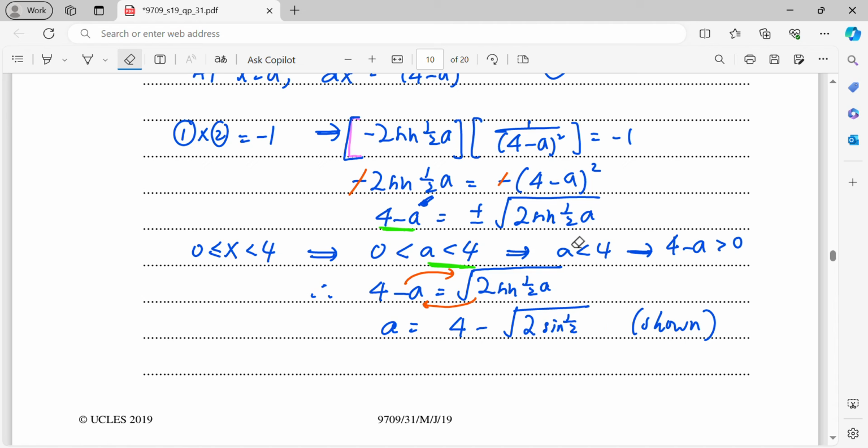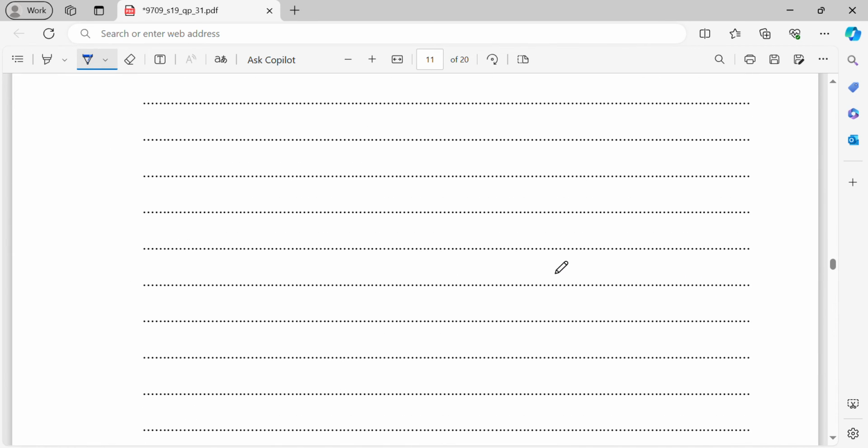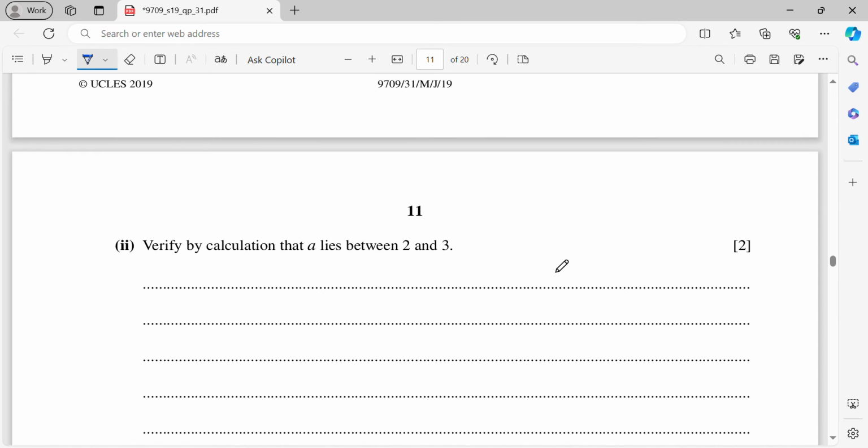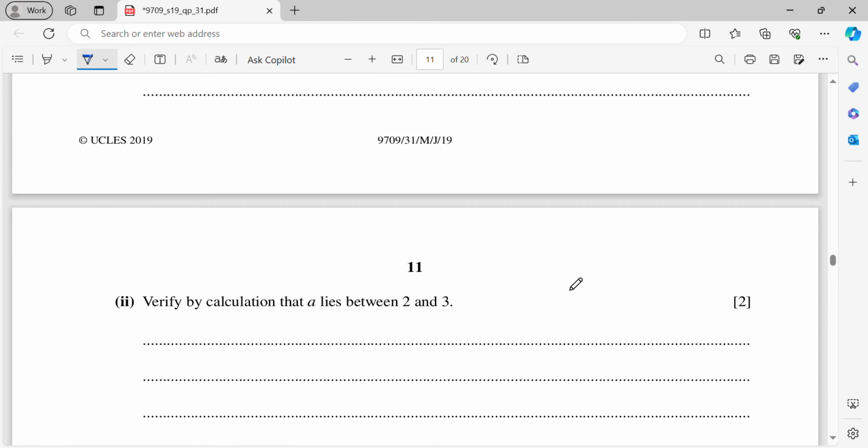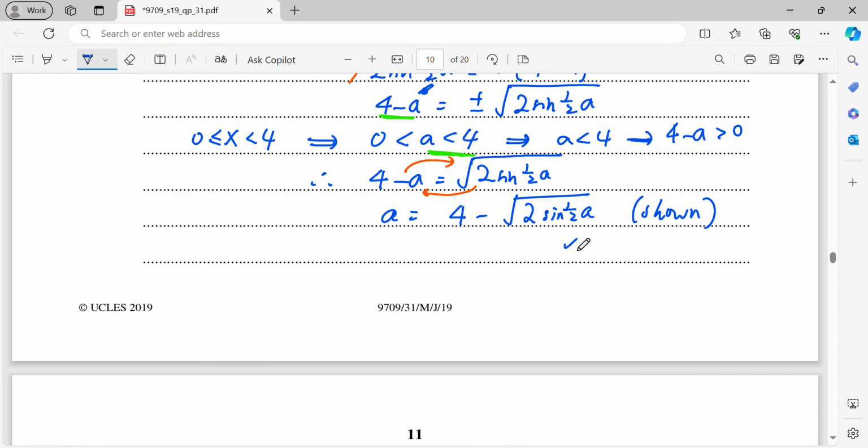Alright, so done for this question. Now, part 2, verify by calculation that a lies between 2 and 3. Okay, so I will verify this using the sign change rule. So it means that I will refer back to the previous expression and get the right side to be 0. So I will move all the terms on the right side to the left side.